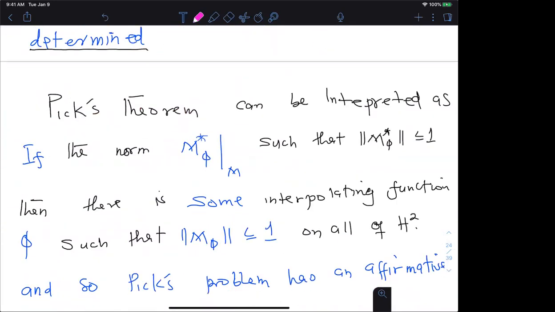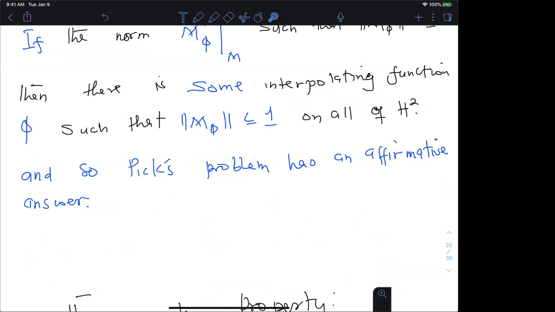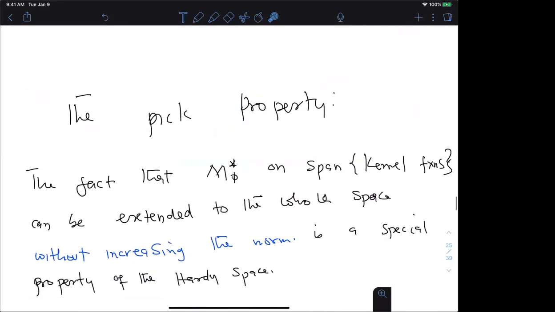And in this case, Pick's theorem can be interpreted as such. If the norm of the adjoint operator restricted to the subspace of the function space is less than or equal to 1, then there is some interpolating function phi such that the norm of the multiplication operator itself is at most 1 on the whole of the function space. And if this happens, then we have an affirmative answer to the Pick problem. So this we put together and call the Pick property.